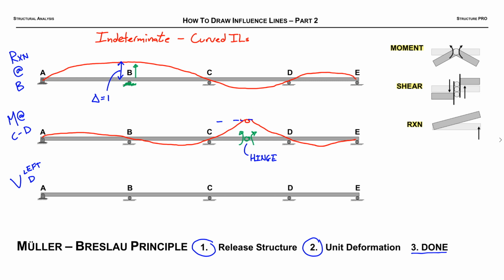Now we can label our angle change. You can label it as 0.5 on both sides or an angle change of 1 altogether.